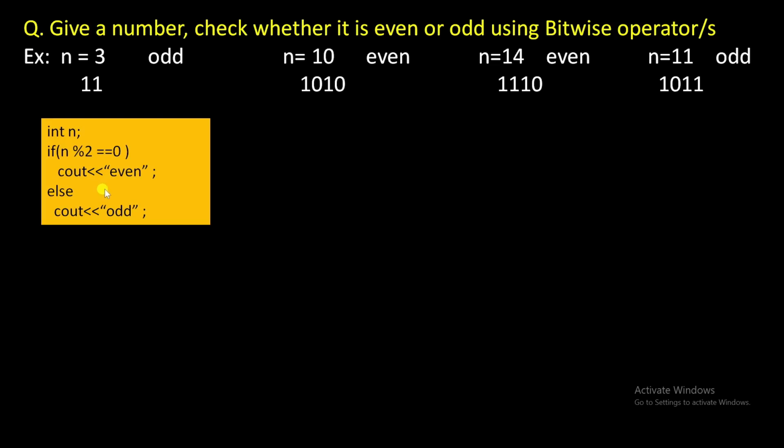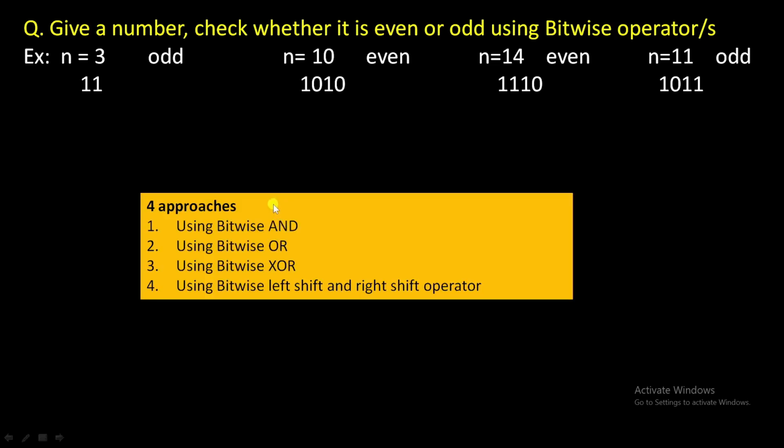We should get the same output, whether a number is even or odd, but we do not have to use the modulus operator. We have to use the bitwise operators. So we will see 4 different approaches to solve this question. Basically, these 4 approaches are not directly different. They are more or less similar. We will see these 4 approaches one by one.